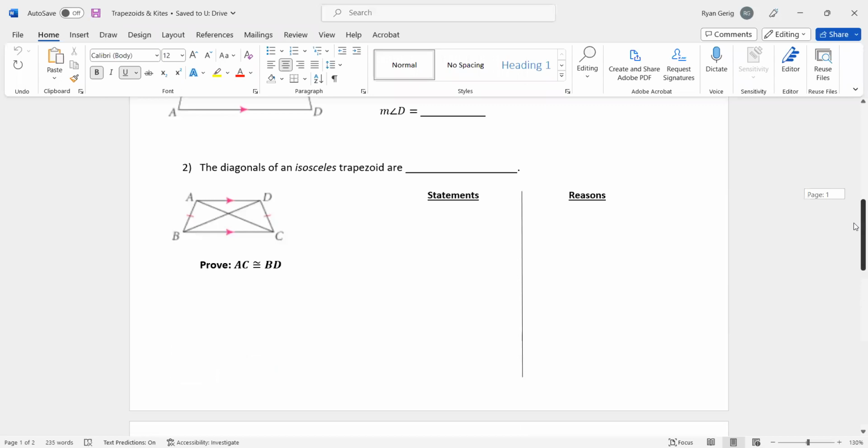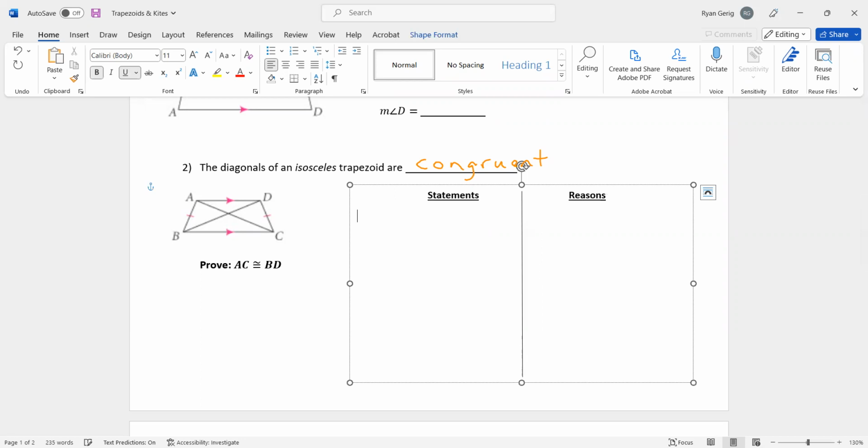What this one says is that the diagonals of an isosceles trapezoid are congruent, just like they are in a rectangle. So we have two quadrilaterals that have congruent diagonals. What's the difference? One is a parallelogram, the other is not. All right, so there's a couple things I gave you in the picture. We want to prove that the diagonals AC and BD are congruent. So I'm going to type here.